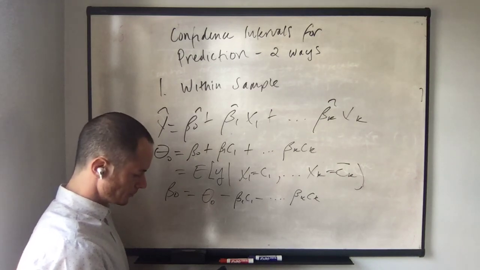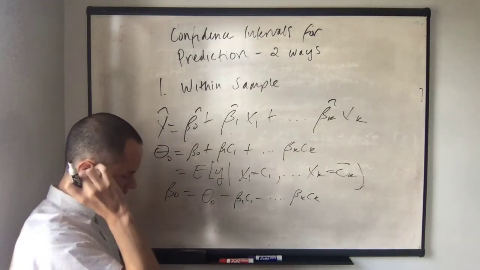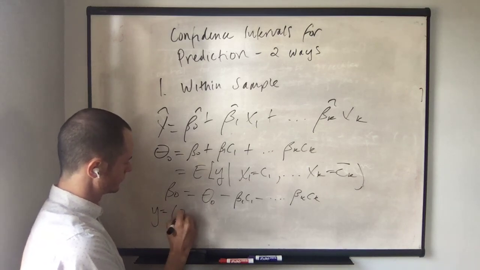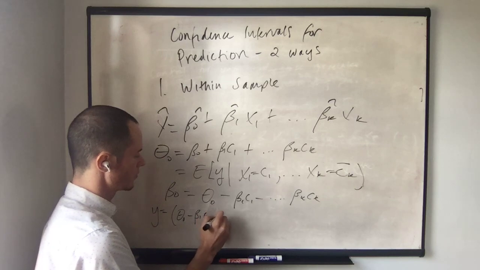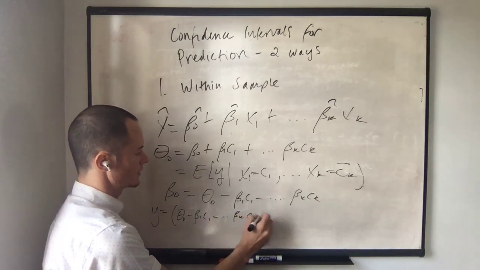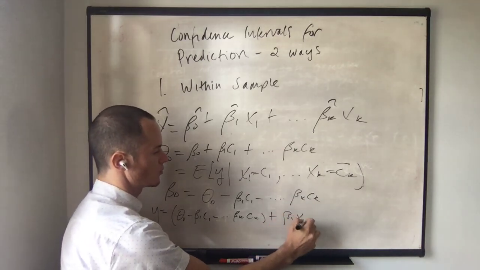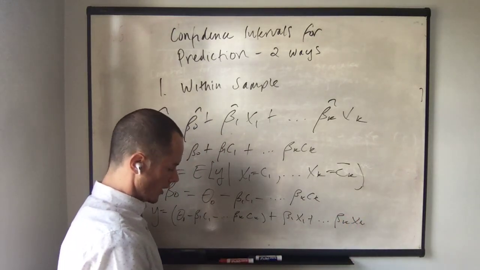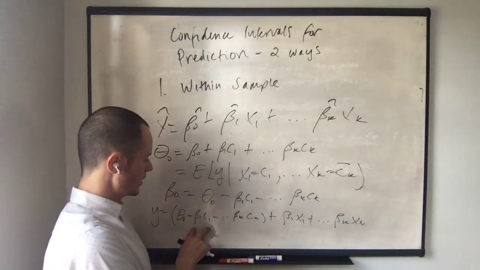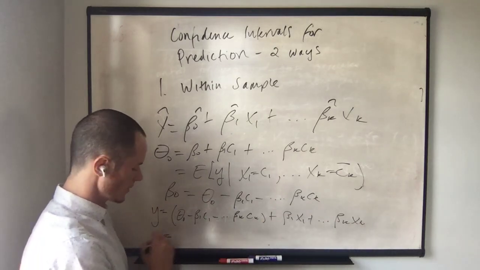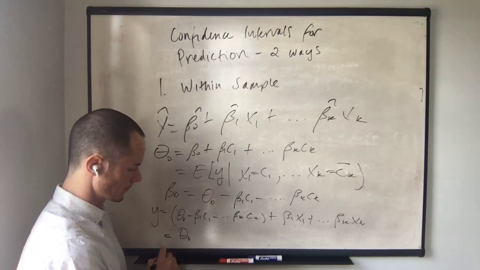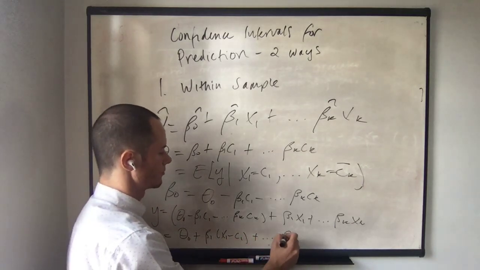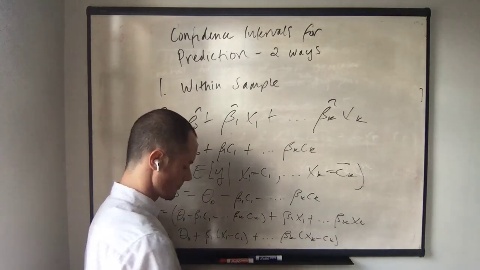And now what we can do is plug this into the regression equation. y is equal to theta naught minus beta 1 c1 minus beta k ck plus beta 1 x1 plus beta k xk, and distribute out these terms, beta 1 c1 with beta 1 x1, and we have that this is equal to theta naught plus beta 1 times x1 minus c1 through beta k times xk minus ck.